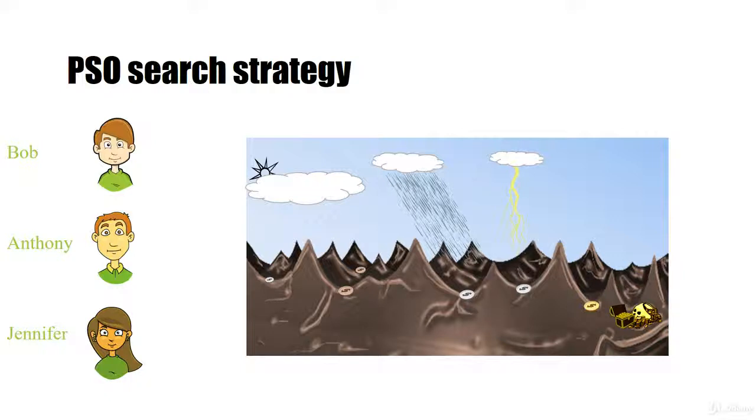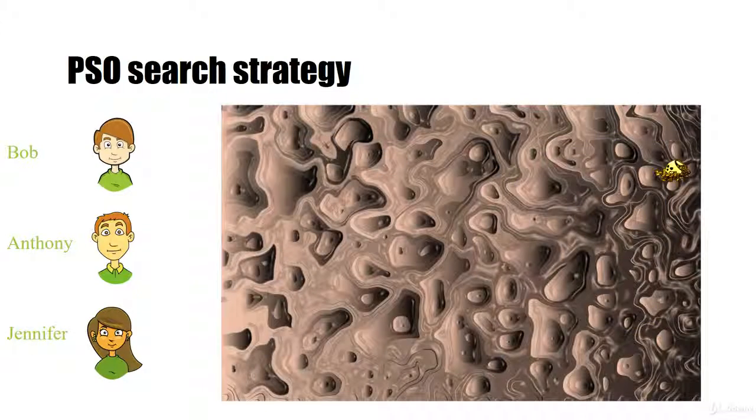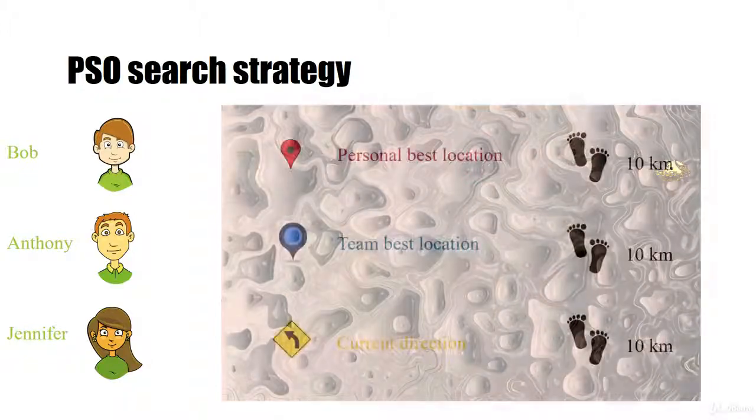To show how they move, we need to look at them from the top. So I'm going to visualize how they move in the mountainous region. Here's a contour map of the region, and we assume that the treasure is in the valley on the right-hand side, as you can see here. To use the PSO algorithm, Bob, Anthony, and Jennifer should follow these rules.